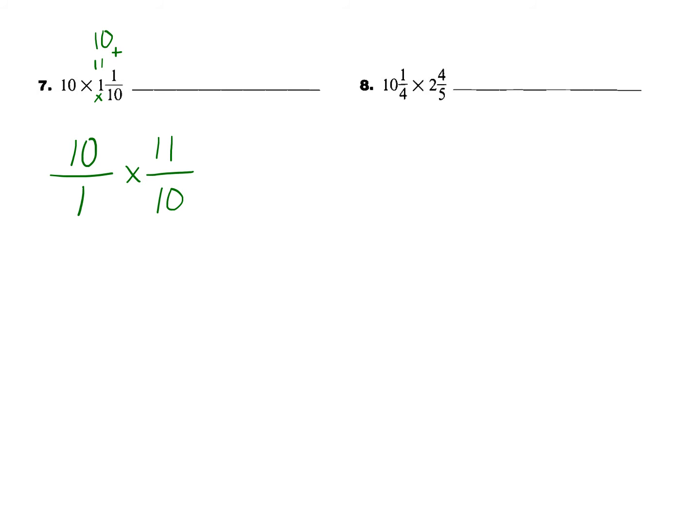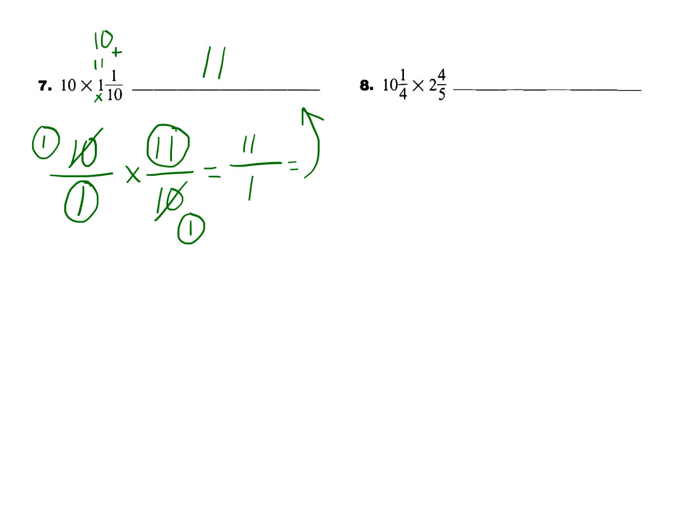We can reduce before we multiply. 10 divided by 10 equals 1. 10 divided by 10 equals 1. 1 times 11 equals 11. 1 times 1 equals 1. 11 over 1 equals 11.